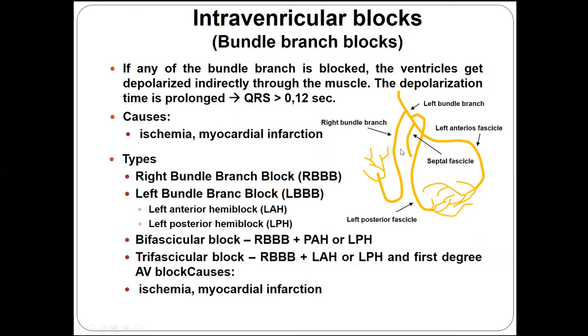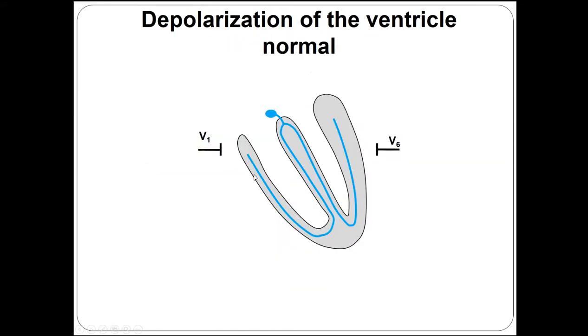This is how we distinguish right bundle branch block and left bundle branch block, and we can distinguish an anterior hemiblock, the anterior fascicle conduction abnormality, or the posterior fascicle abnormality. There are also bifascicular blocks, such as when we have a right bundle branch block and one of the hemiblocks. And if you have a bifascicular block plus an AV block, these are called trifascicular blocks. Of course, usually these blocks are due to ischemia or myocardial infarction.